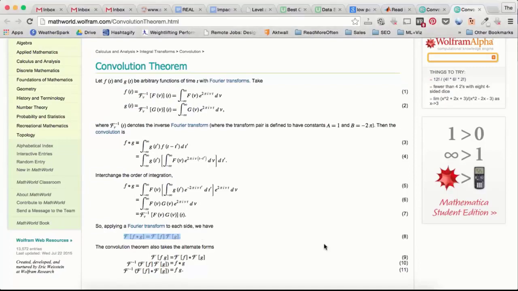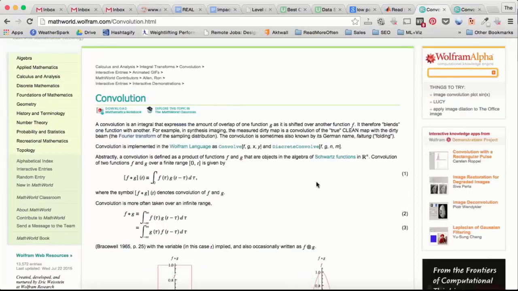One application of this is that the Fourier transform, or the Laplace transform, can be used to solve differential equations. So you can solve them in the frequency domain and then convert back to the time domain to get the signal of interest back.